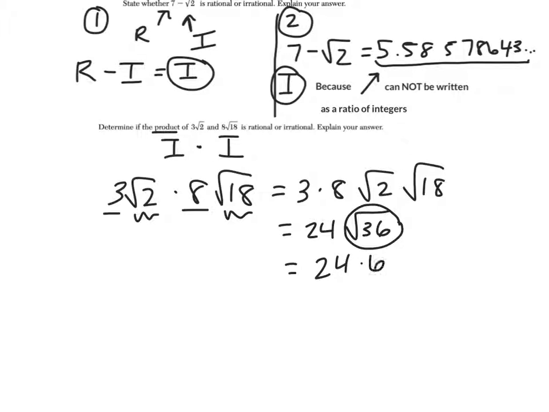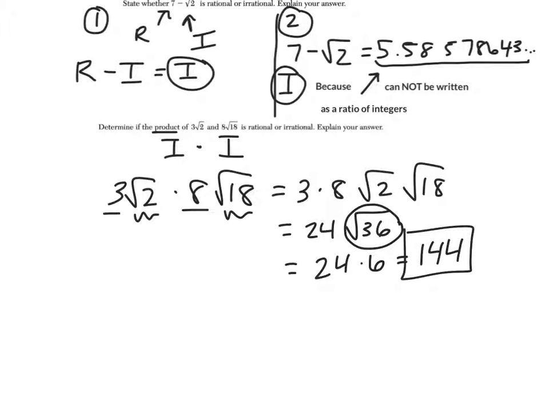So we have 3 square root of 2 times 8 square root of 18. When you're multiplying radicals, you multiply the coefficients. So we get 3 times 8. And then you multiply the radicands, so you get the square root of 2 times the square root of 18. 3 times 8 is 24. Square root of 2 times square root of 18 would be square root of 36. So we get 24, and then the square root of 36 is 6. 24 times 6 is 144.